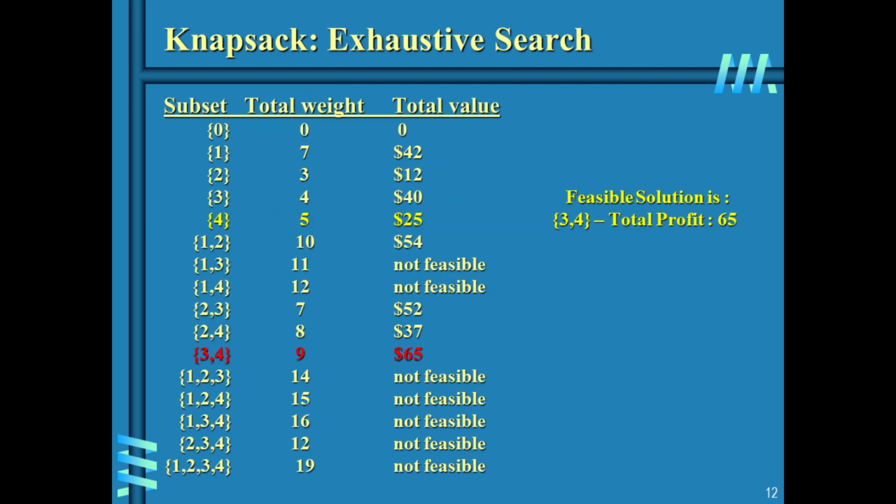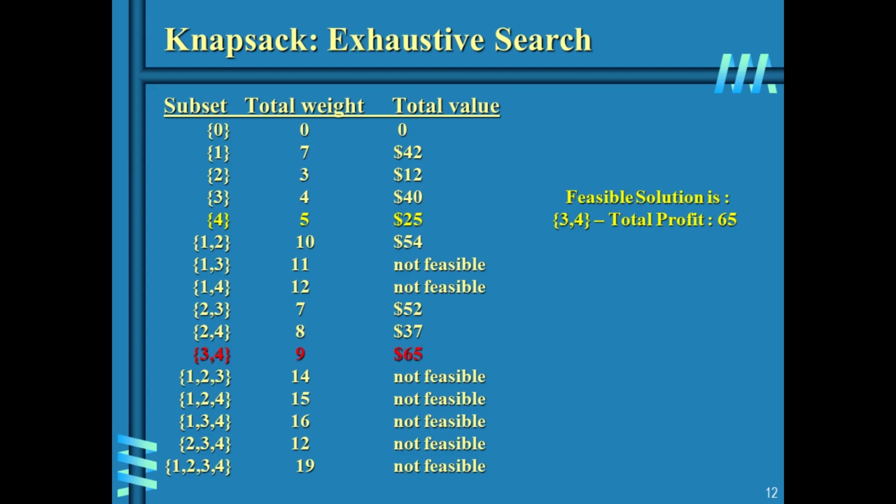Initially, I am considering the knapsack to be empty. Next, I am trying to place the first item whose weight is 7, which is less than the total knapsack capacity 10, and the corresponding value of item number 1 is 42. Next, I am trying to insert item number 2 whose weight is 3, which is again less than the knapsack capacity 10, and the corresponding value of item number 2 is 12.